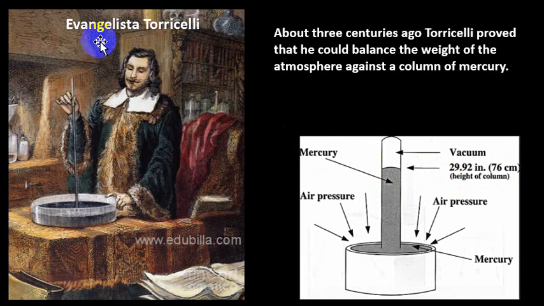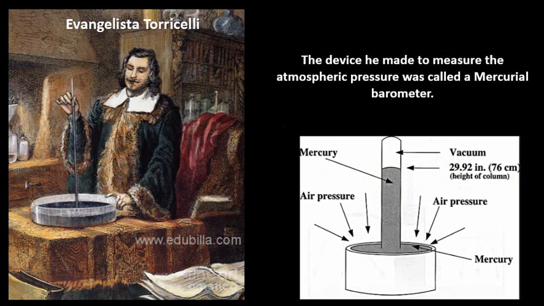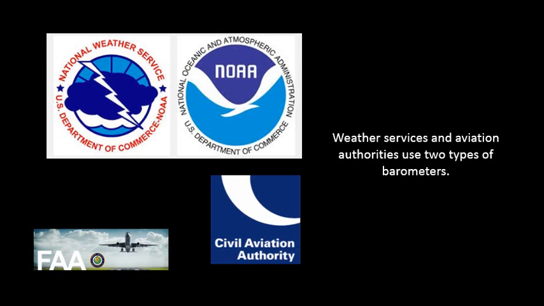So this guy is Evangelista Torricelli. He created this apparatus. This apparatus is called a mercurial barometer, like Mercury, the planet Mercury. Mercurial barometer. Okay. And that's what this thing does. It measures the atmospheric pressure, since we can't put air on a scale.